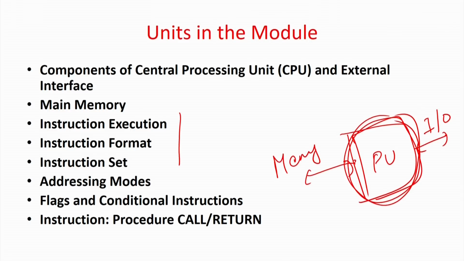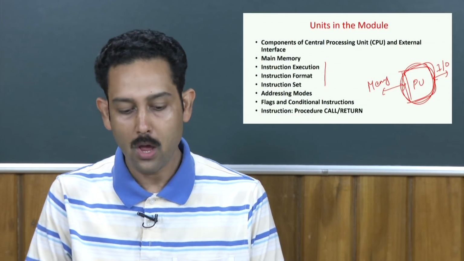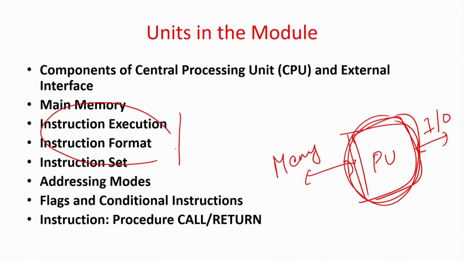For example, if you have A equal to B plus C as a high level language statement, how can we express it in a language understood by the central processing unit, and if code is written in that language, that is in terms of instructions, how is it executed by your central processing unit? This will be covered by these three modules.